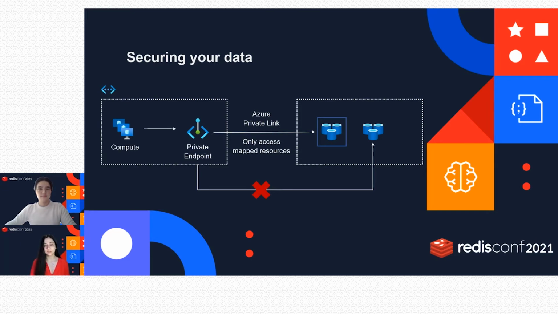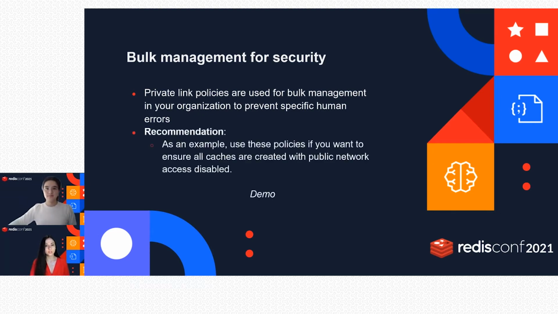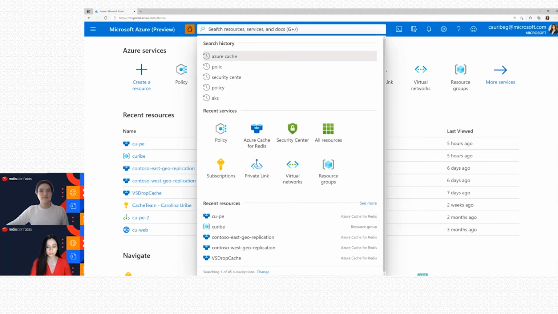When we told them about this, they said this is wonderful, but how can we ensure that all caches are using Azure Private Link? And this is where bulk management options for security came in. We now have Azure Private Link policies that can be used to prevent specific human errors. Our recommendation is to take a look at these policies and see which ones best work for your organization. For their specific example, I told them there's a policy that will deny the creation of a cache instance if it does not have a private endpoint on it. And I will give you all a demo on how that works. So when you go to your Azure portal, you can go up into the search bar and search for policy.